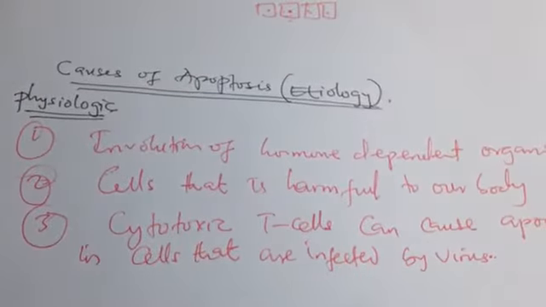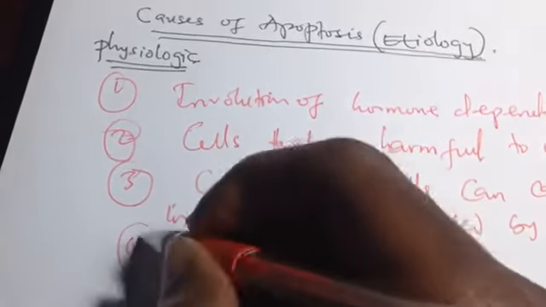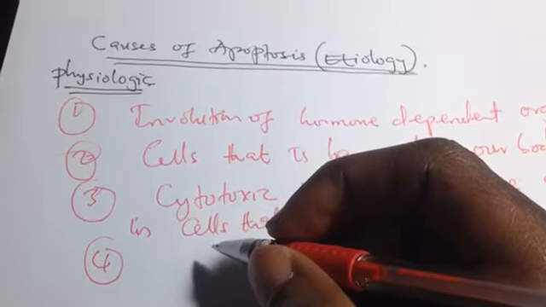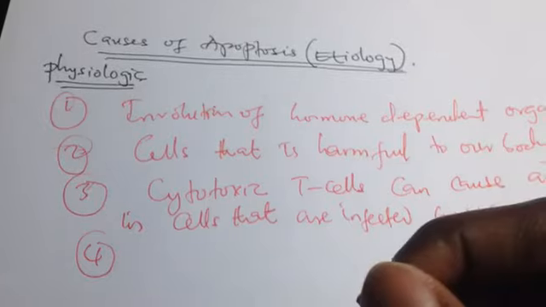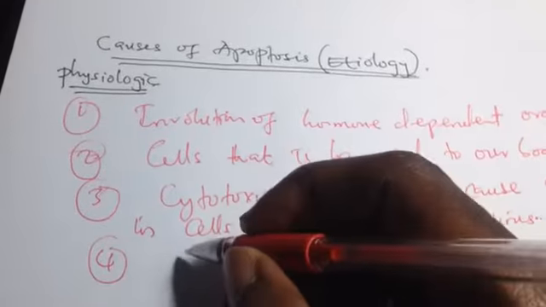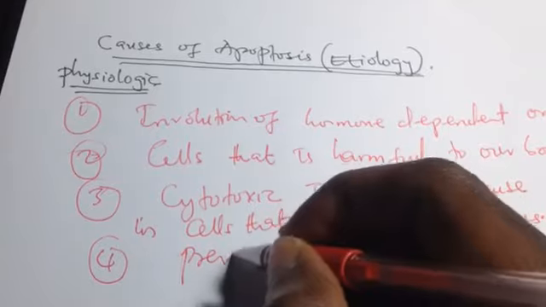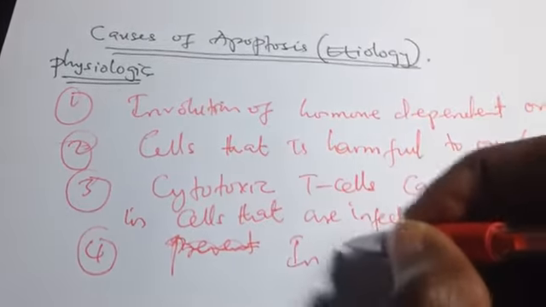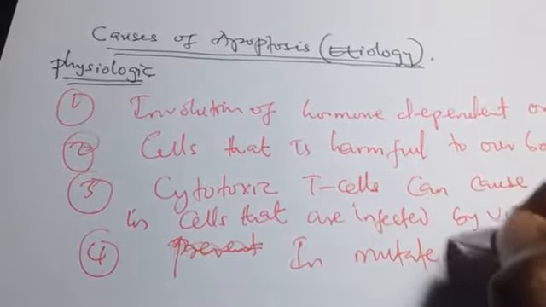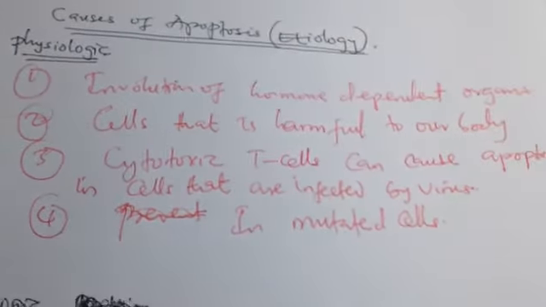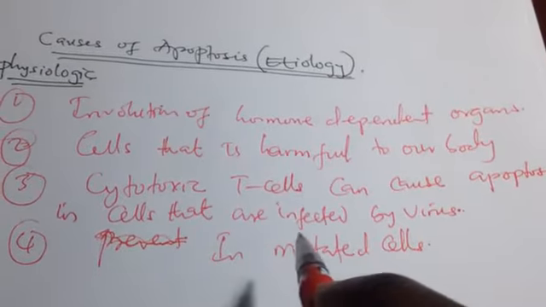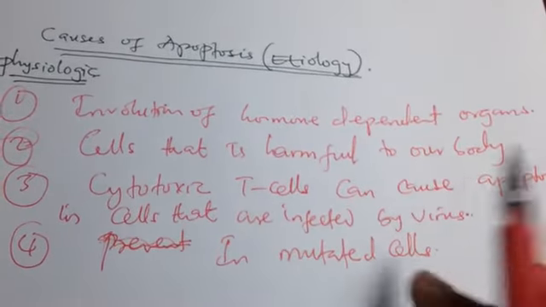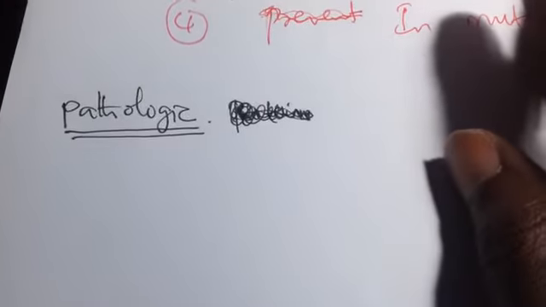It is physiologic actually. And also when a cell is willing to become cancerous, for example, when the cell has a mutation and that mutation cannot be repaired, definitely this cell will undergo apoptosis. So apoptosis occurs in mutated cells. When the cell becomes mutated, to prevent the cell from becoming cancerous, that cell will undergo apoptosis. So that is it. Then we have pathologic.